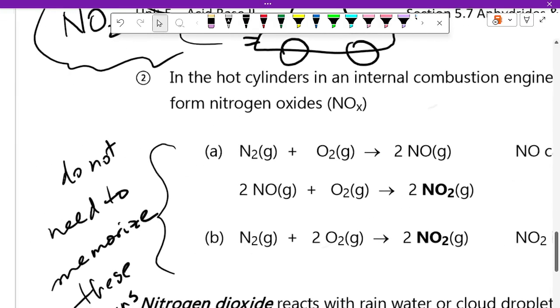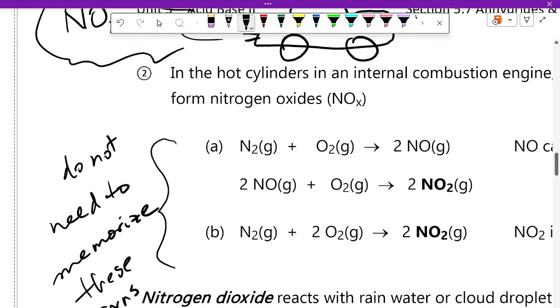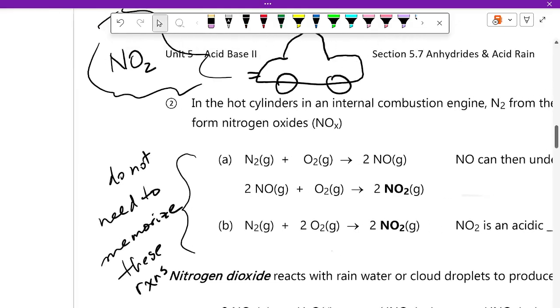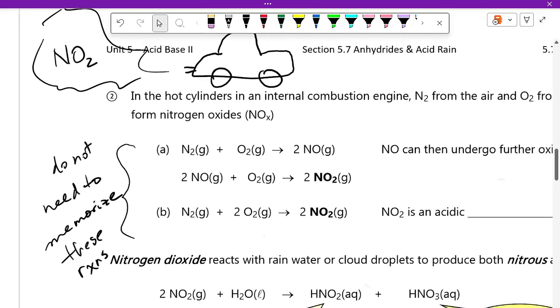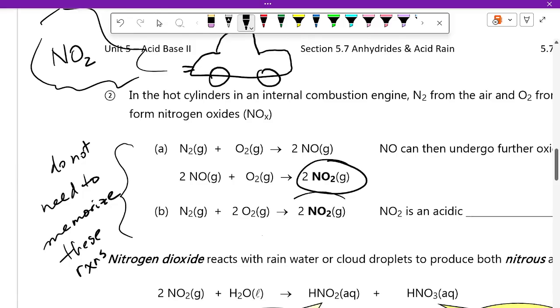But what you do get is N2 plus O2 gives NO. And then there's more oxygen around and the thing is still burning. So you get NO plus O2 gives NO2. You also get N2 plus O2 just gives you NO2. So both ways you end up with NO2. Yes? And NO2, regardless of how you get it, is an acidic anhydride. It is a non-metal oxide.